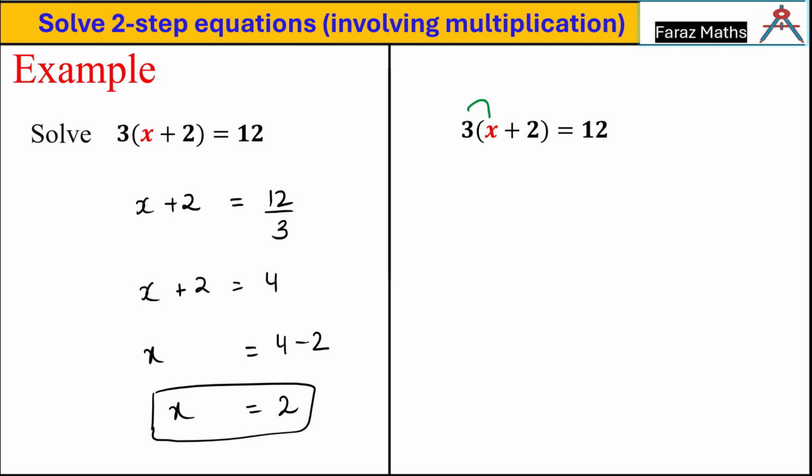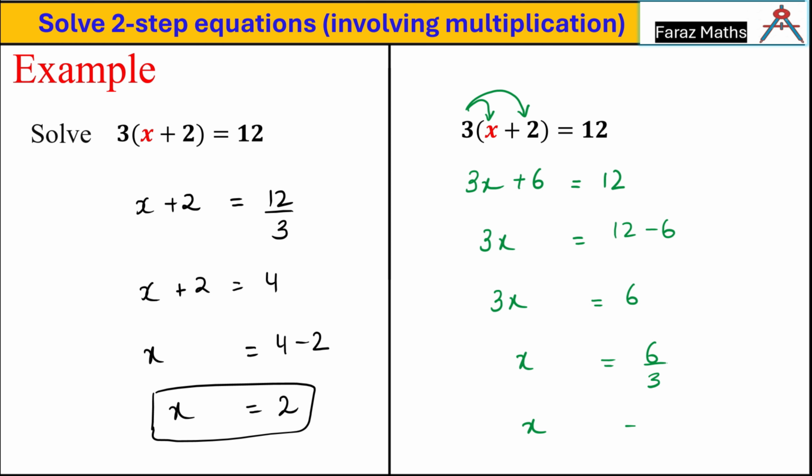If you expand the bracket, 3 times x is 3x. 3x plus 6 equals 12. Now 3x is equal to... this 6 is added to 3x, so it will be subtracted on the right-hand side. Then 3x is equal to 12 minus 6, which is 6. Now divide by 3 on both sides. That will give you x equals 6 over 3, which means x equals 2.